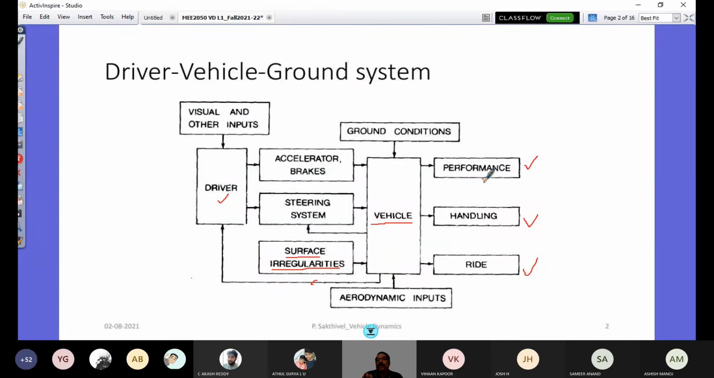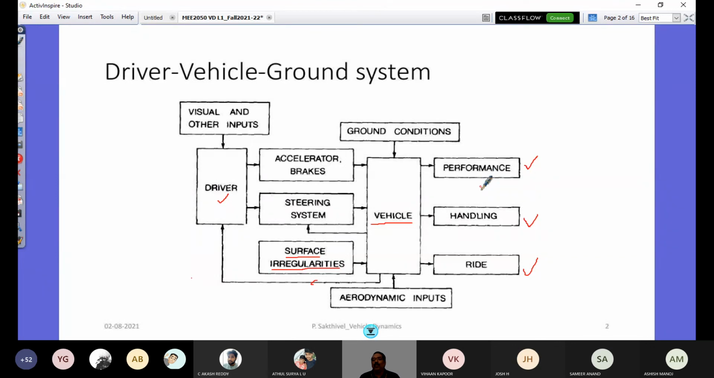So this acceleration, braking, gradability, all in one straight line motion. You study 1D motion on highway, rectilinear motion. That's what is called performance. That's called longitudinal dynamics, part of your vehicle dynamics.